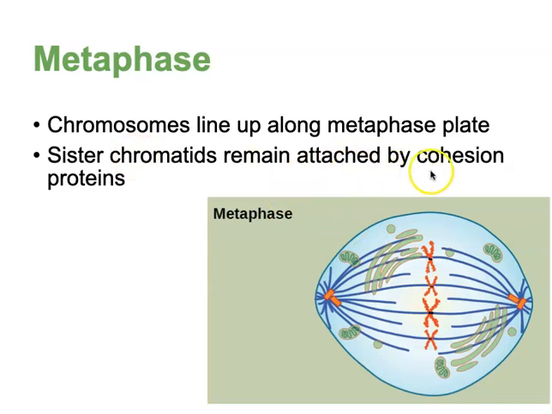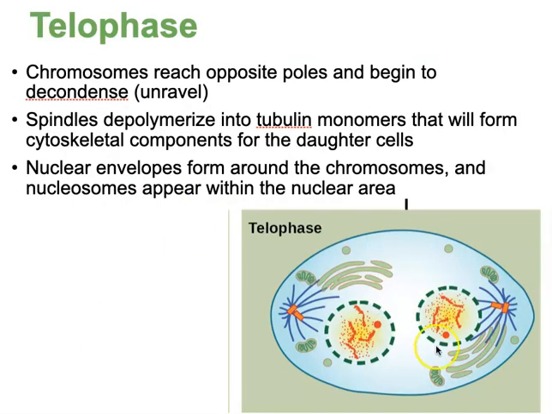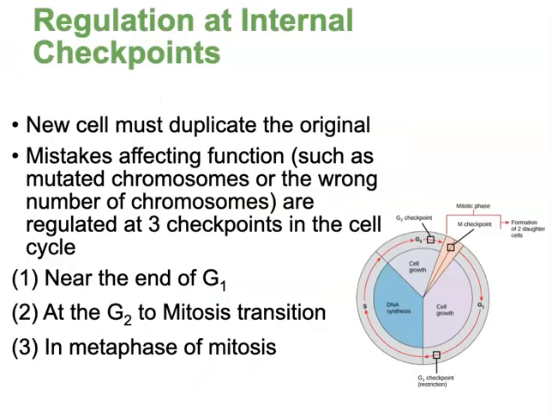remain attached by a specific protein, and that protein is named cohesin. We're going to break apart that, separating the actual chromosomes, and now we're going to pull towards opposite poles. Ultimately, we get to telophase, we reform the nuclear envelope, they decondense, and now the cell can begin to actually undergo cytokinesis, where you put in an actin-based contractile ring, versus a plant cell, which will use Golgi vesicles to separate the cell into two separate cells here.